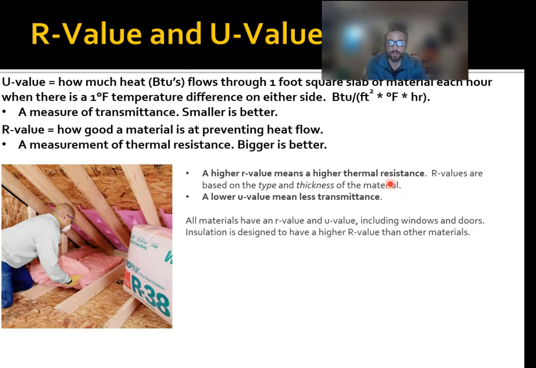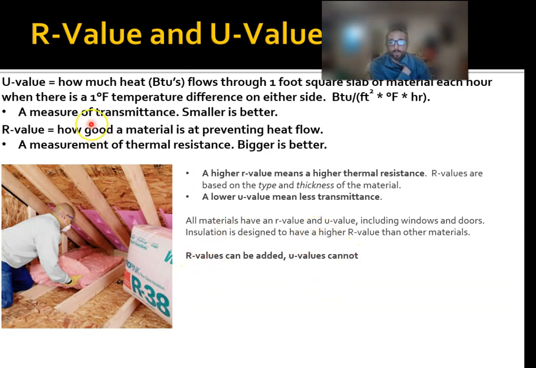So higher R is better, lower U is better. Everything has an R value, everything has a U value. Every building component, window, sheathing, framing, insulation, it all has an R value and U value. Another nice thing about R values, you want to jot this down, is that R values can be added. U values cannot be added. I mean, you can add U values if you want, but it's not going to give you the right answer.